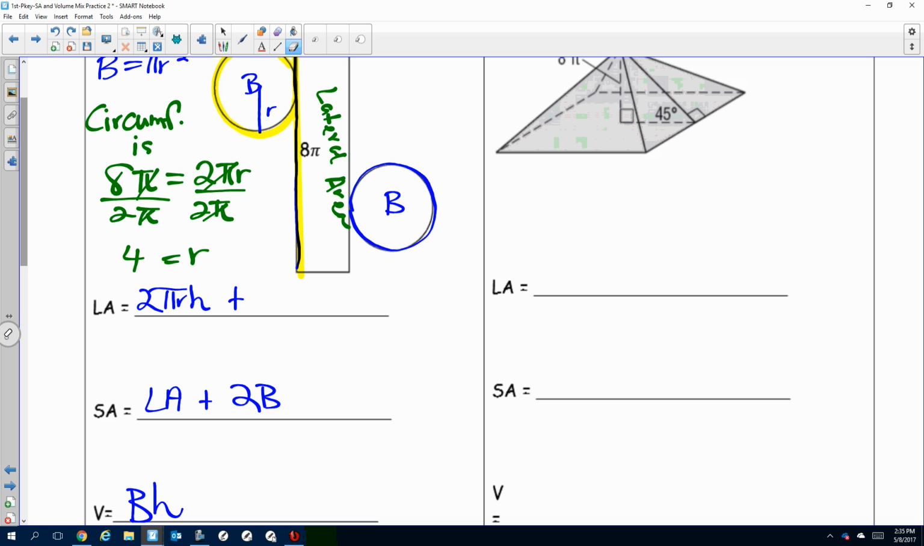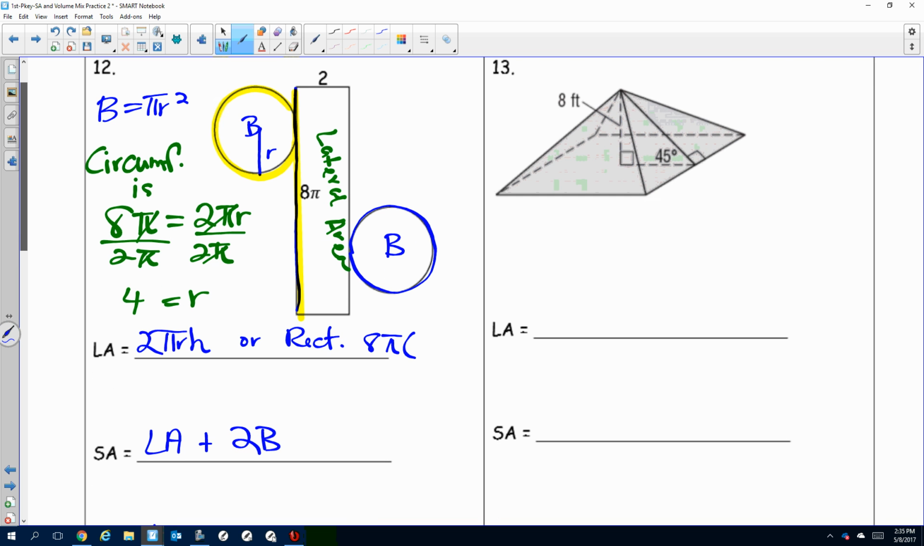All right, so the lateral is just taking 2 pi r, the circumference, times the height, or we could just figure out that we're using the rectangle, which is the base times the height, or the length times the width, which I believe was 2. So we can just simplify that. Instead of worrying about the formula, go straight to using your rectangle. So we have 16 pi. Now, we do need to find our b, because we need that for the total surface area.